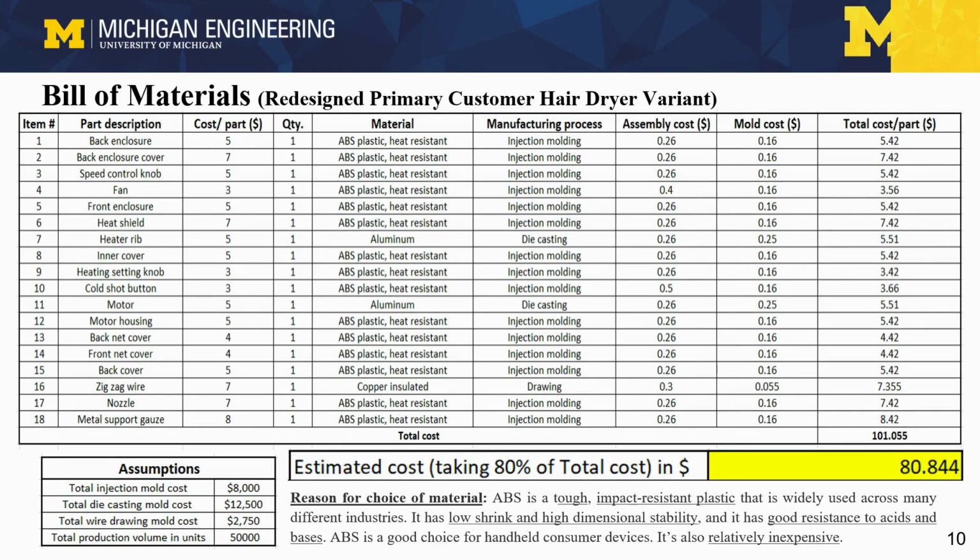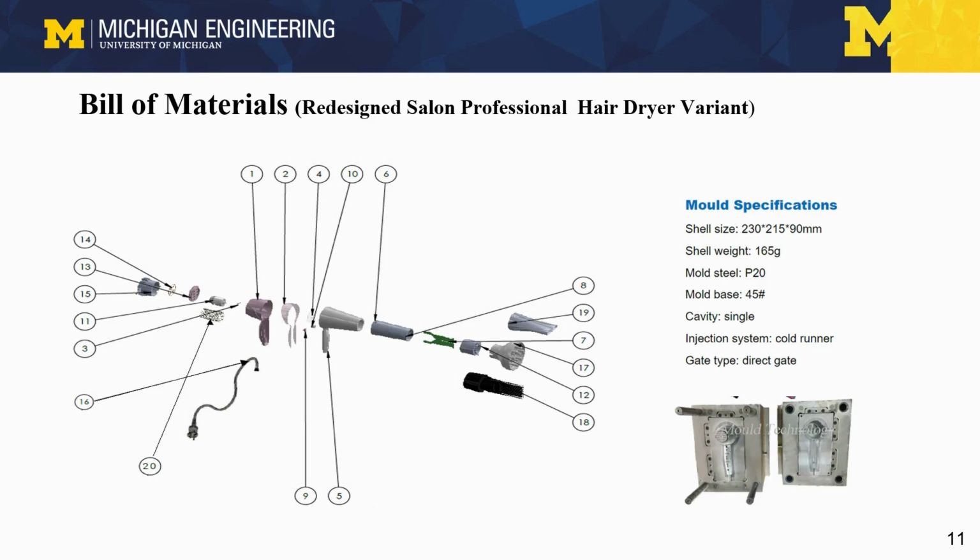The material chosen is ABS plastic because it is tough, impact resistant, and it also has high dimensional stability. Considering that the parts are less complex to assemble and that all of them are going to be snap fit, the assembly cost has been listed out. Considering all of the columns, the total cost amounts to $101. Taking the estimated cost as 80% of the total cost, we get about $80 for our primary variant.